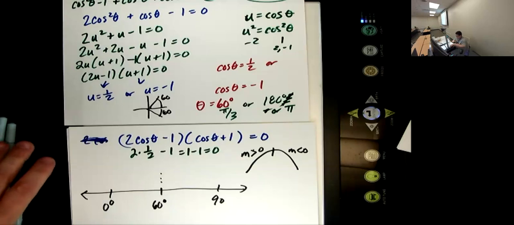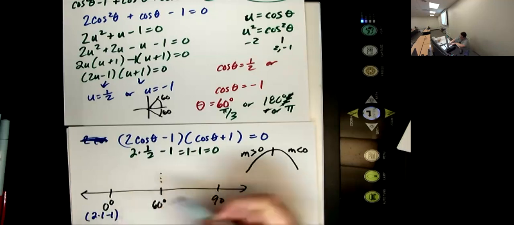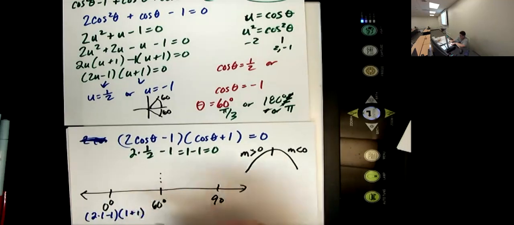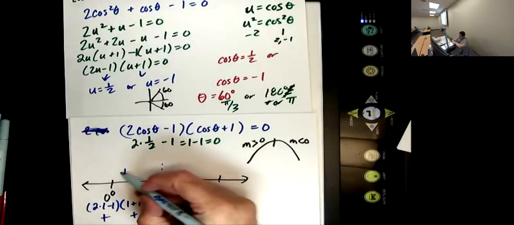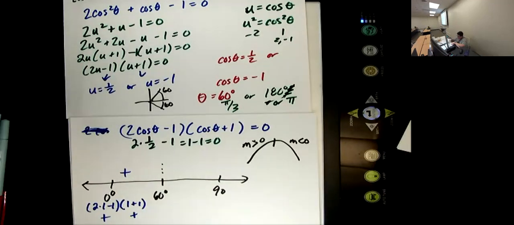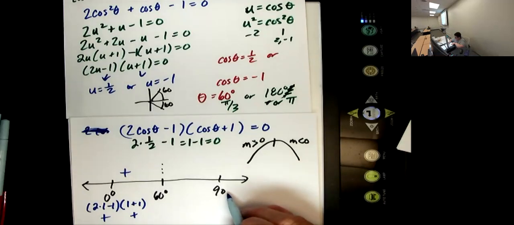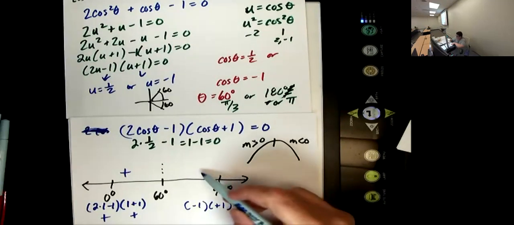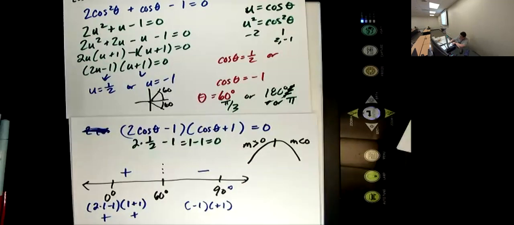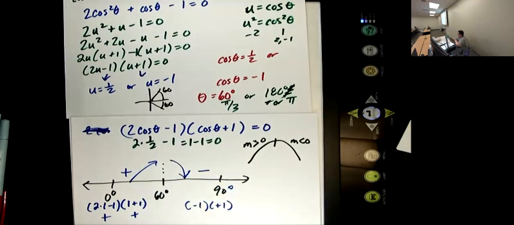Cosine of 0 degrees is 1. So this becomes 2 times 1 minus 1 times 1 plus 1. This ends up being positive. This is positive. This is positive. Cosine of 90 degrees is 0. So this just ends up being -1 times +1. That's a negative. So we showed it goes up as it approaches 60 and it goes down as it moves past 60. So we did show it's a max.